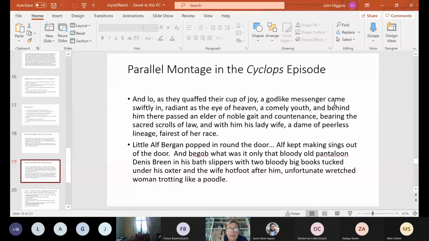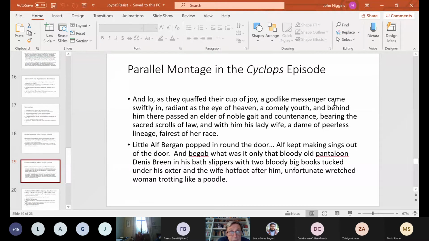And lo, as they quaffed their cup of joy, a godlike messenger came swiftly in, radiant as the eye of heaven, a comely youth, and behind him there passed an elder of noble gait and countenance, bearing the sacred scrolls of law, and with him his lady wife, a dame of peerless lineage, fairest of her race.